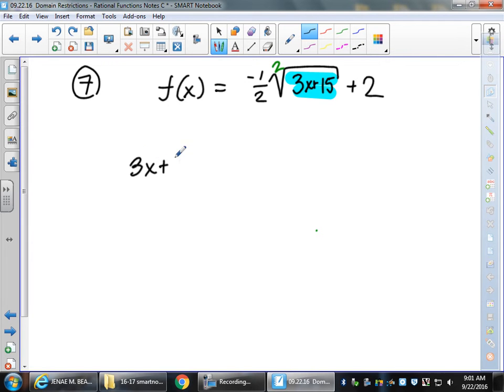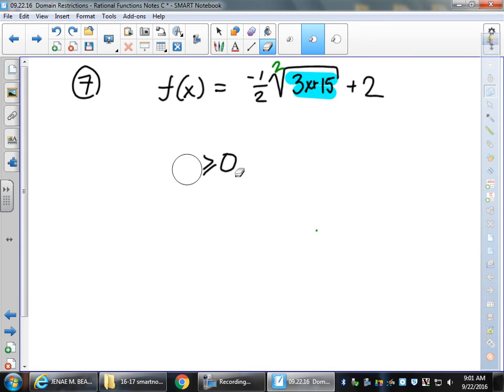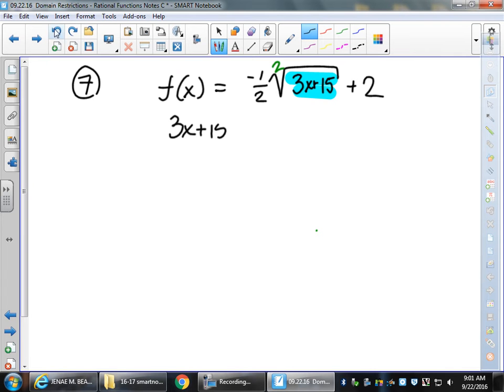3x plus 15 greater than or equal to 0 and solve. I'm going to move where I wrote that. You guys solve that, please. Set up your inequality. Put it in a different color even. 3x plus 15 greater than or equal to 0. This is a choice we make. We are choosing to do that. So I'm going to subtract 15. Yes, Shamar?